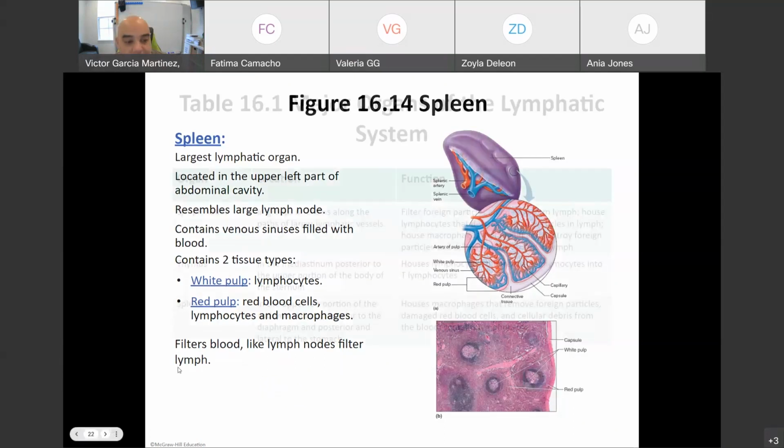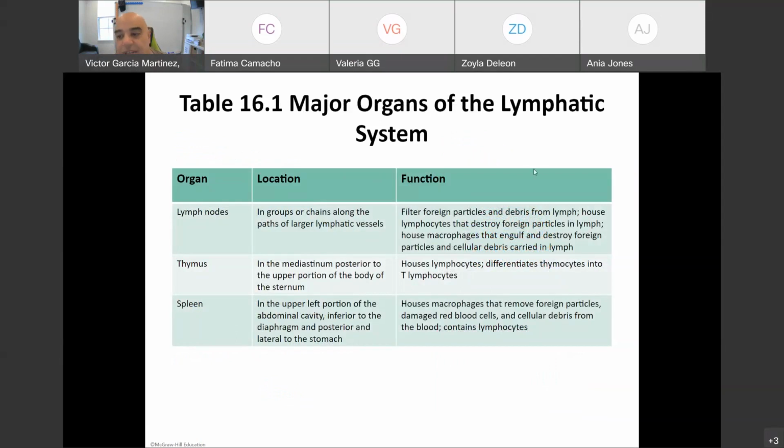Let's see what else we have here, guys. This is very useful as usual. After reading your slides, your material, your textbook, your lab manual, these charts are very, very useful, especially for the exams. Then you have here the summary. You have here the organs. We have 3 organs of the lymphatic system: lymph nodes, thymus, spleen. You have the specific location, and you have the specific function for each of them.